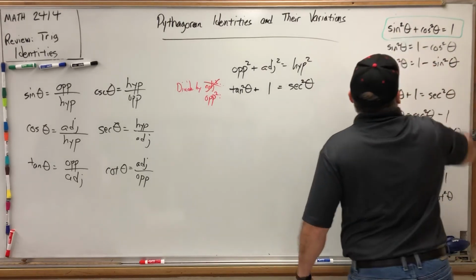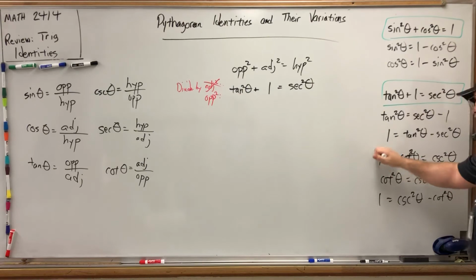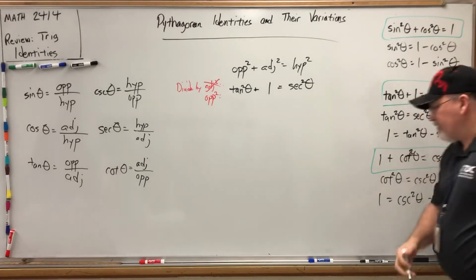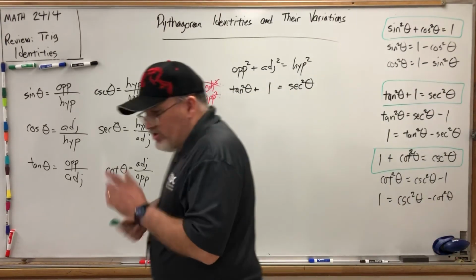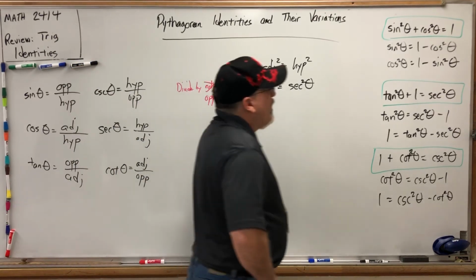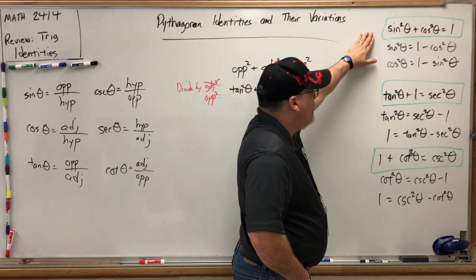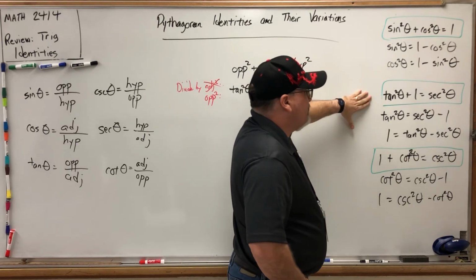Sine squared plus cosine squared equals 1. Tangent squared plus 1 equals secant squared. 1 plus cotangent squared equals cosecant squared. As long as you know those 3, you're okay. And it's not really that hard to remember. This one's pretty standard. Everybody should just know this instantly. Tangent squared plus 1 equals secant squared.